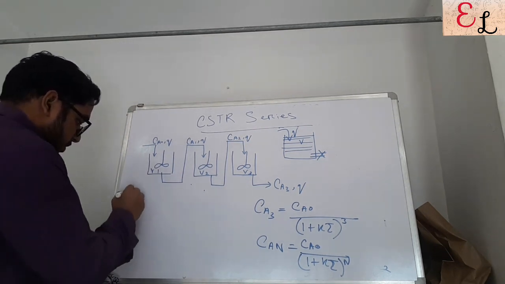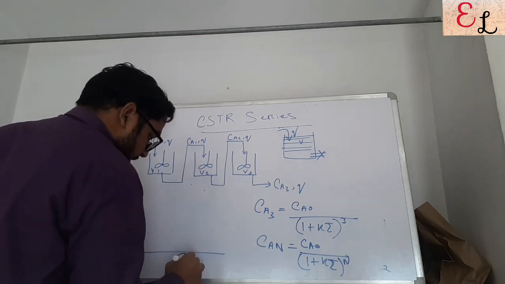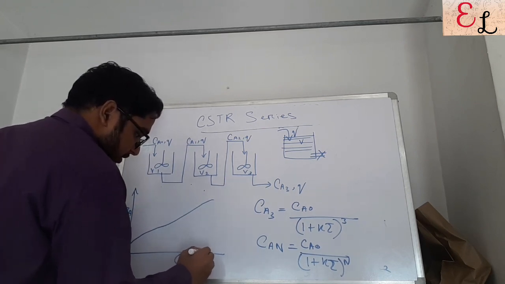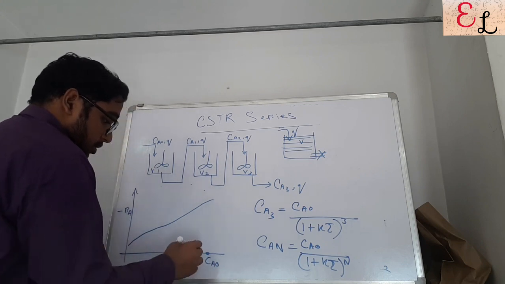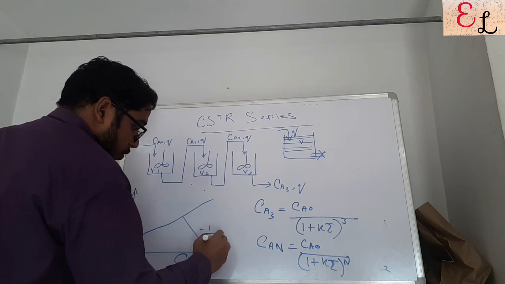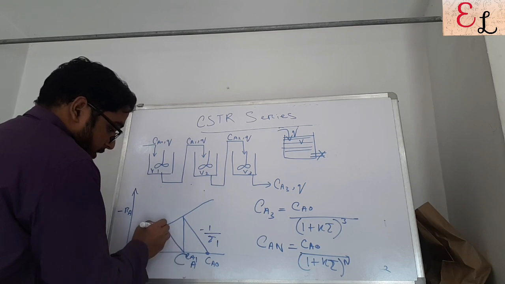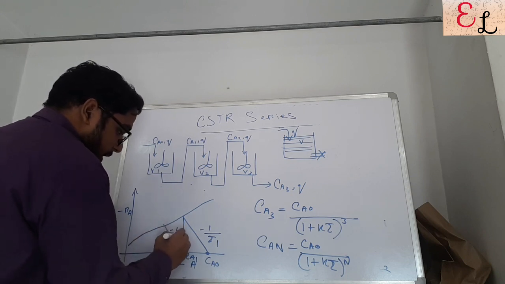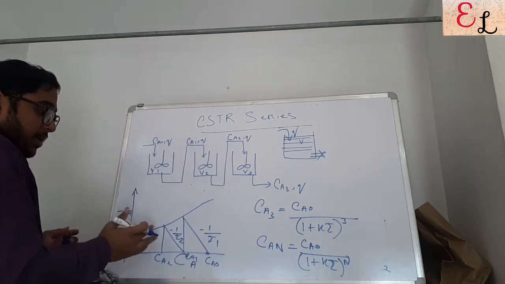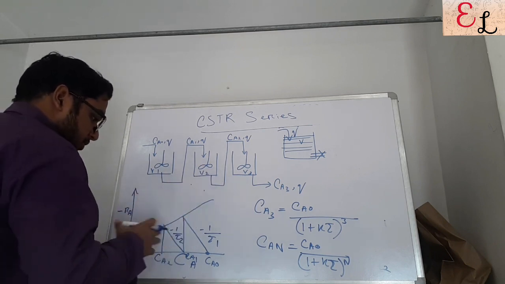Express this graphically. That is, we draw minus Ra by Ca, supposedly this is the graph, and we know this is Ca naught. We draw a slope of minus 1 by tau 1, we reach Ca1. We drop another slope of minus 1 by tau 2, we reach Ca2, and like this we keep on continuing and keep on calculating the areas for getting the total area under the curve.